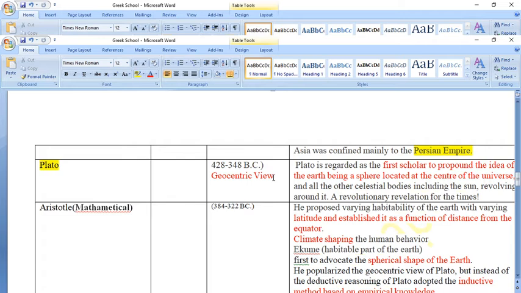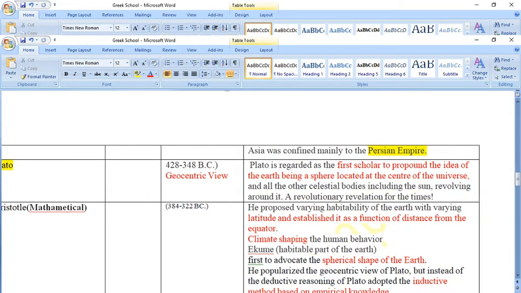All the planets, even the sun, even the moon as a satellite, move around the Earth, but their orbit is nearly a circle. This concept is the geocentric view of Plato. Plato was the first person to propose the idea of the Earth being a sphere.